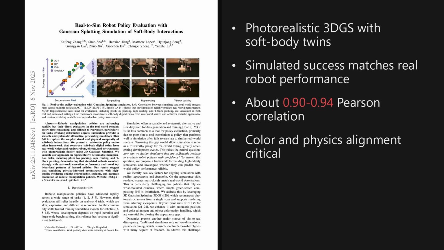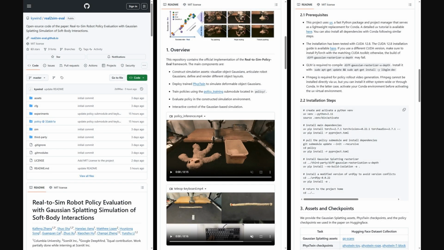The paper is titled Real-to-Sim Robot Policy Evaluation with Gaussian Splatting Simulation of Soft Body Interactions. And as we'll see later, the implications for scalable, reproducible policy evaluation are significant. Also, the authors shared the official repository for the framework.